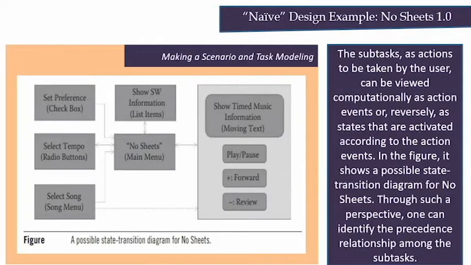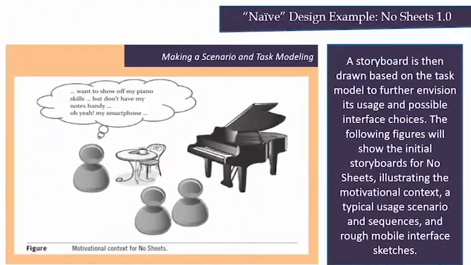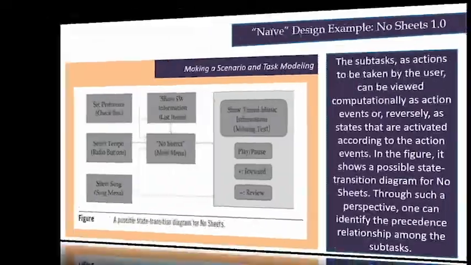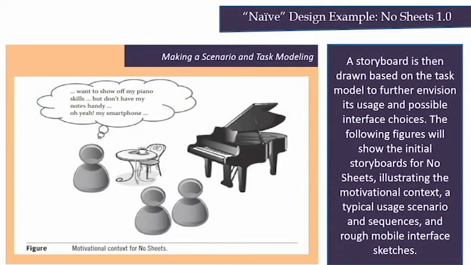Then next is, after task modeling, you'll do a storyboard. So a storyboard is drawn based on the task model to further envision its usage and possible interface choices. The following figures will show the initial storyboards for No Sheets, illustrating the motivational context, a typical usage scenario and sequences, and rough model interface sketches. So you also create the scenario and storyboard. So this is the first storyboard.